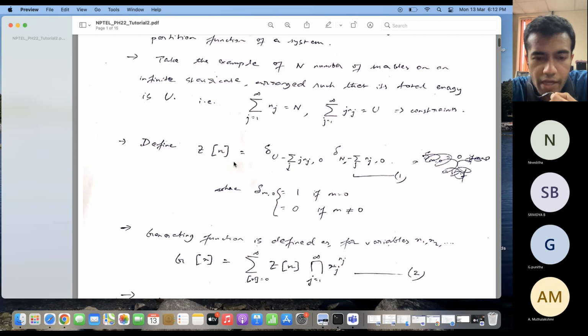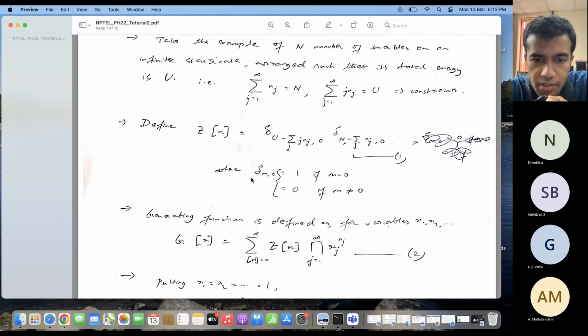So I define a quantity like this. Z of N is equal to delta of (U minus summation over j into nj), comma 0, into delta of (N minus summation nj), comma 0. This delta, as you know, is the Kronecker delta function. How do I define a Kronecker delta function? Delta m comma 0 is equal to 1 only if m is equal to 0. Otherwise it is equal to 0. Basically, if these two indices are equal, then this delta function is equal to 1. If they are not equal, then the delta function is equal to 0.